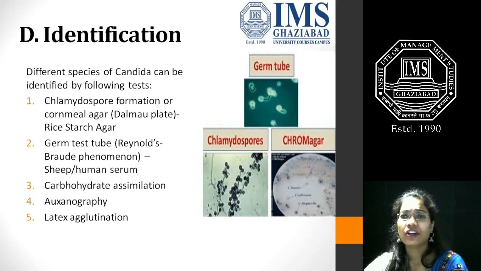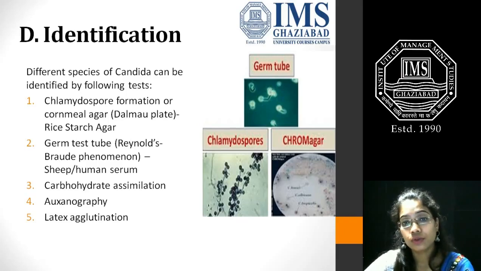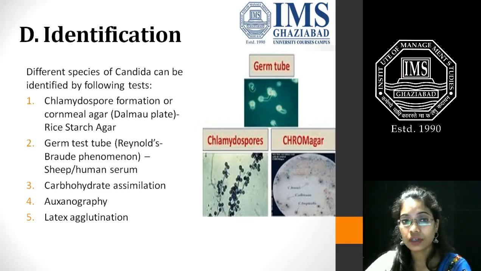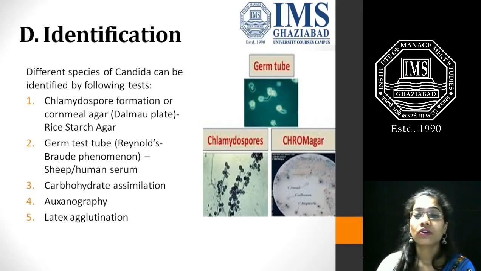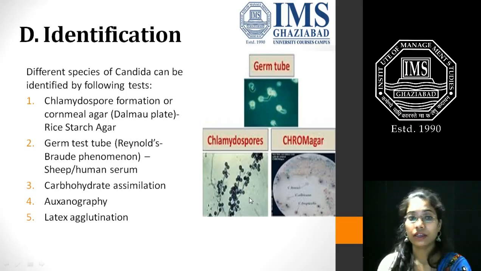Next comes identification, how we can identify the culture. The different species of Candida can be identified by the following tests. For example, chlamydospore formation on cornmeal agar, the other name is Dalmau plate. In this formation, we use rice starch agar media, and when the colonies appear like this one, we can see chlamydospore formation.